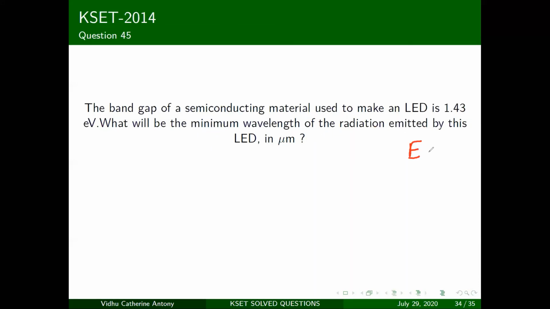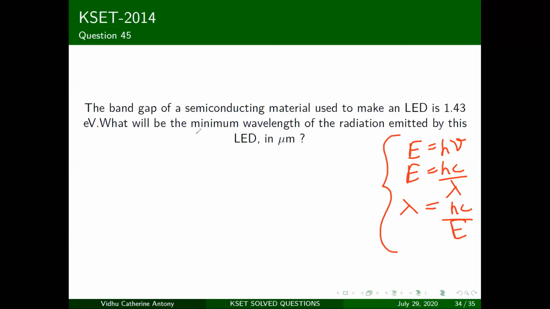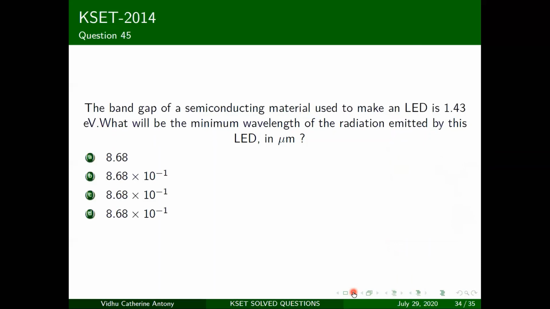All you have to do is, you don't have to look at any fancy formula for this. You basically do E equals h nu, E equals hc divided by lambda, so lambda is equal to hc divided by E. It's very funny how simple things are. You just have to relate the band gap energy to wavelength and then calculate it out. This is quite simple.